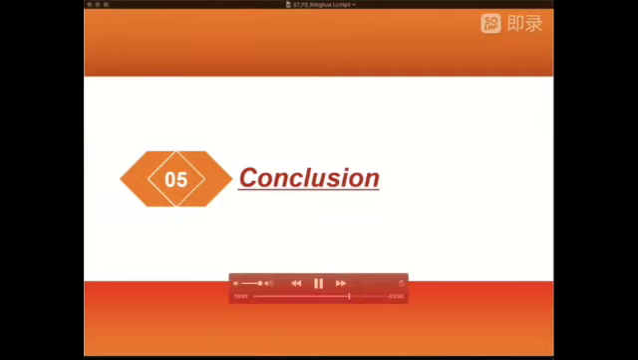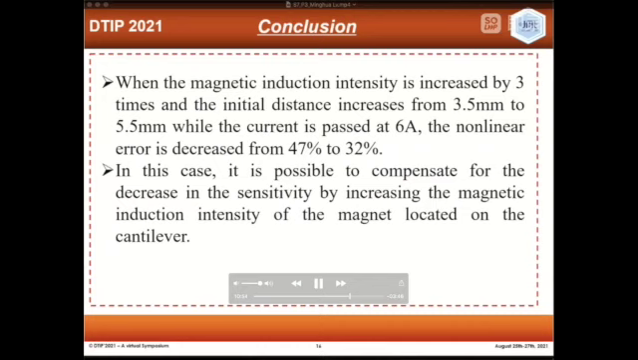Section 5. Conclusion. The nonlinear error is caused by the vibration of the cantilever when the two-wire appliance is energized, and the error can be reduced by increasing the distance between the cantilever and the two-wire appliance, but the sensitivity of the cantilever current sensor is also decreased.